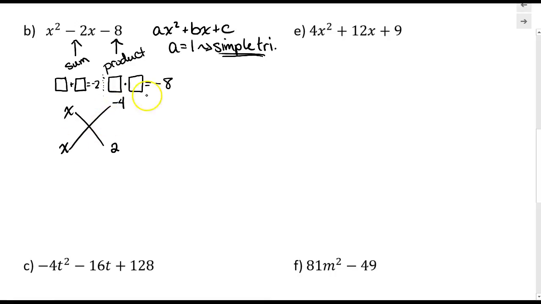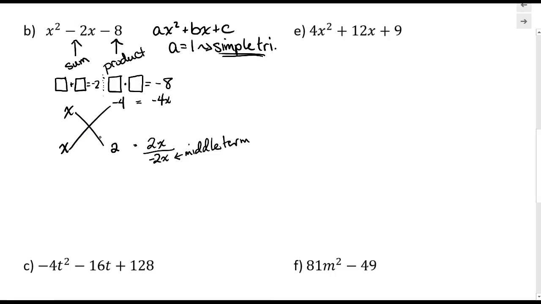From here, I can multiply across to check to see that I've done this right. x times -4 is -4x. x multiplied by 2 is 2x. When I add those together, it gives me -2x, which is my middle term. So if you don't remember what your strategy was from last year, you're more than welcome to use this.